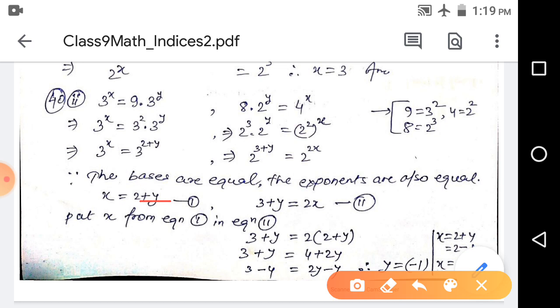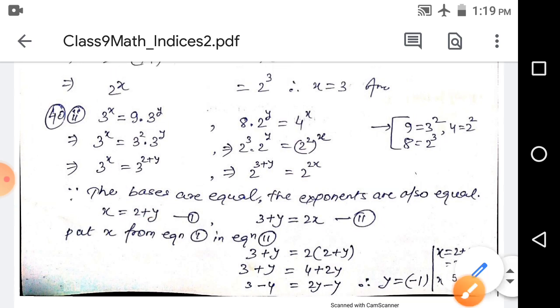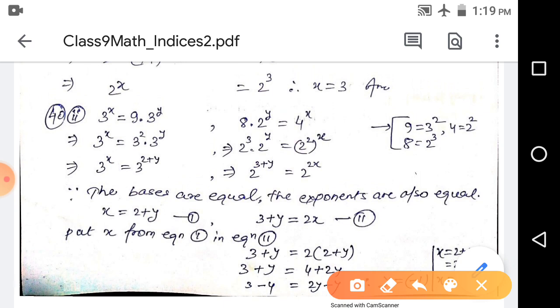Okay, now see this. We have 8 into 2 to the power y is equal to 4 to the power x. For this 8 we can write 2 to the power 3, 2 to the power y is this, and here we have 4, so 2 square whole to the power x. Now these two are multiplied, so 2 to the power 2x, and here those two are added, so 2 to the power 3 plus y. See, 2 we have as the base, so these exponents are same, so 3 plus y equals to 2x.